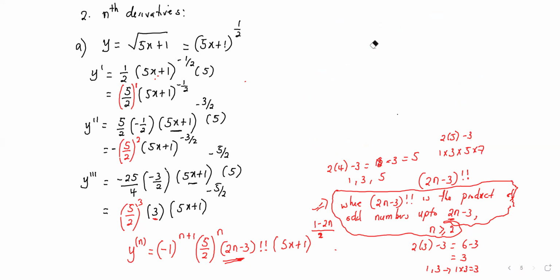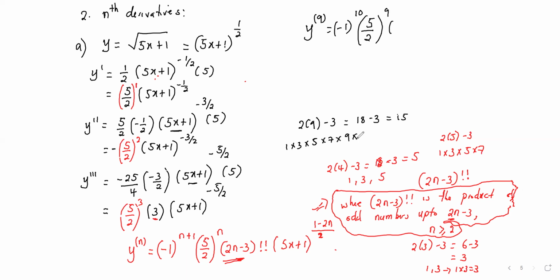So we find y9. So you say, okay, I'm just substituting. So -1 power 9 plus 1, which is 10. And then 5/2 power 9. And then we now compute 2 by 9 minus 3, which is equal to 18 minus 3, which is 15. So we'll have which numbers? We'll have 1 by 3, by 5, by 7, by 9, by 11, by 13, by 15. Yeah. So all the odd numbers there.